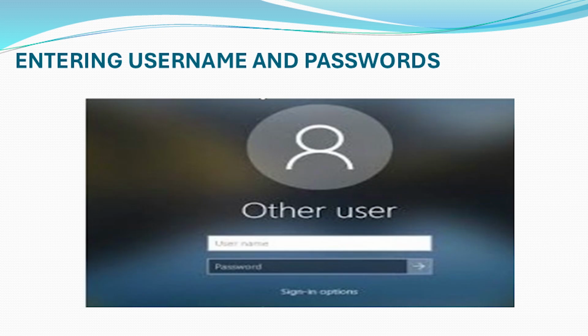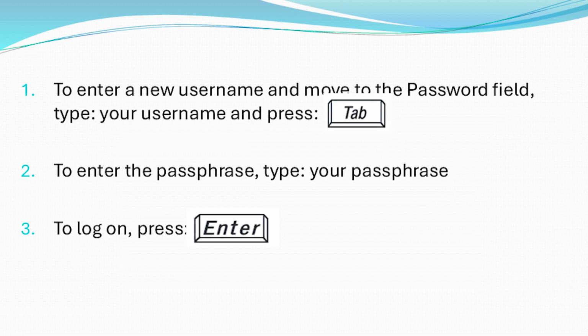Let's enter a username and password. 1. To enter a new username and move to the password field, type your username. Notice that the cursor is positioned in the password field. 2. To enter the passphrase, type your passphrase. Now that you've specified all the necessary log-on information, let's log on to the computer. 3. To log on, press Enter. The computer logs on.